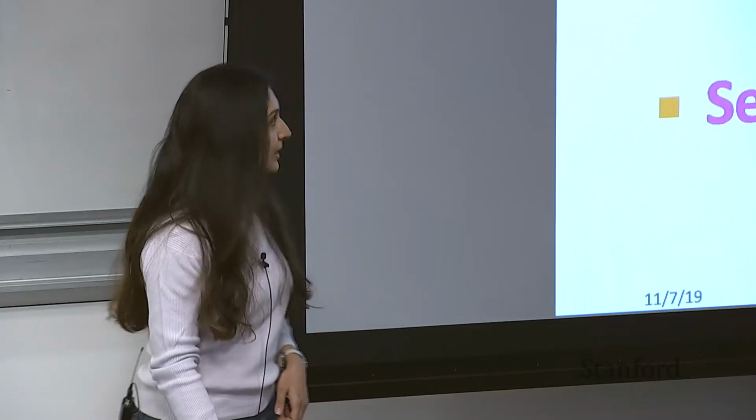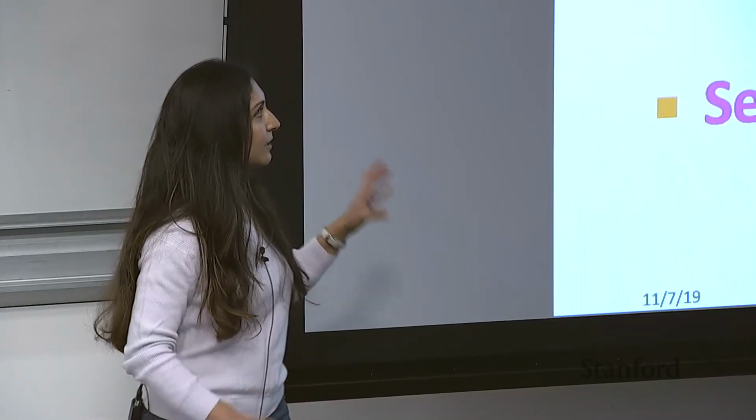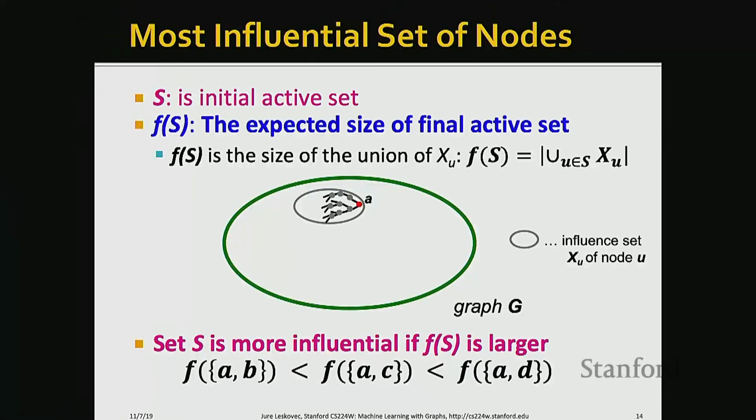So, for example, this is an intuition for what set we want to find. Imagine that this is the part of the network that is activated by A. If I pay A to advertise for me, he can influence this many people in the network. This is the set that is activated by D, and these two sets are the ones that B can activate or C can activate, right?